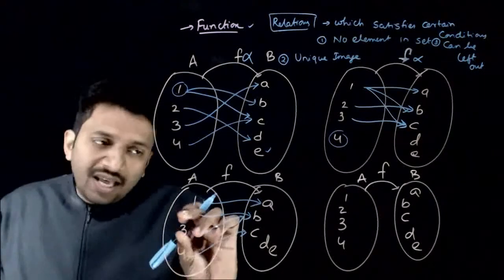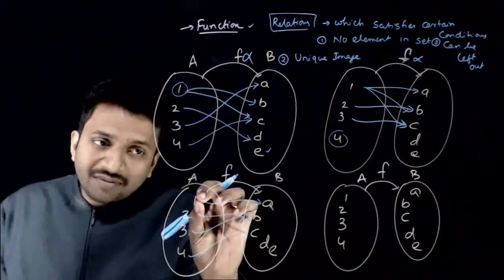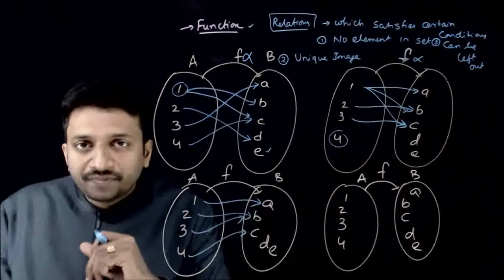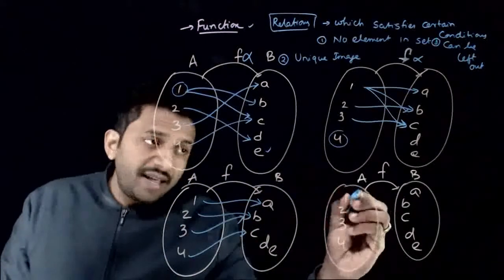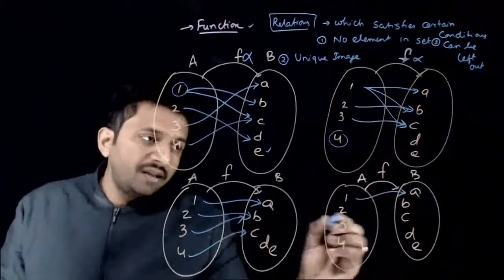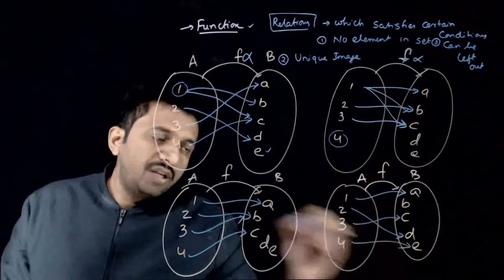Two elements in set A can have the same image. There is no problem about it. But a single element in the first set cannot have two images. Right? So again, another example of a function is 1 goes to A, 2 goes to D, 3 goes to C, 4 goes to E. This is also a function.